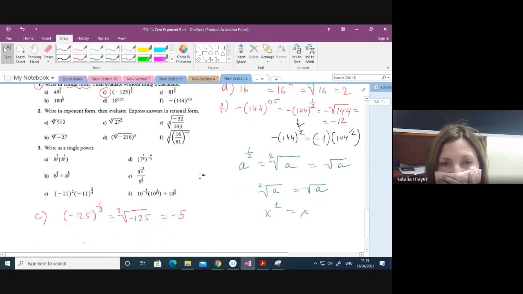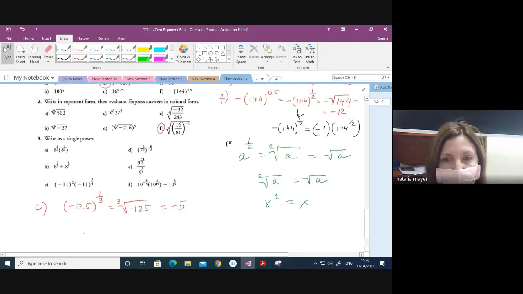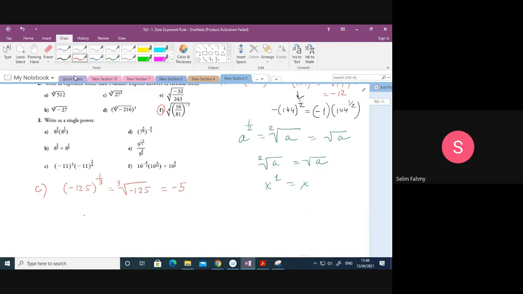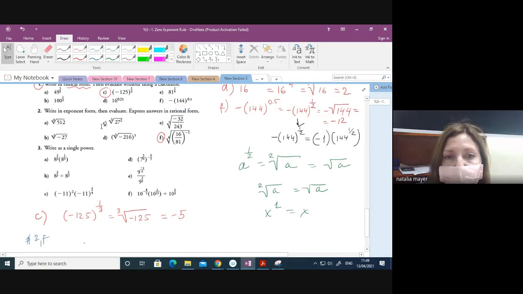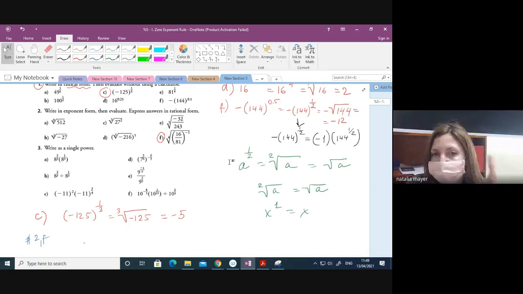So done with 1. Let's do something from 2. I suggest we do 2F. What does the question ask for? Let's read it. Number 2F. Write in exponent form, then evaluate. So this is the opposite process. You see that all the questions are in radical form. You need to switch to the corresponding rational exponent, and then express in rational form.